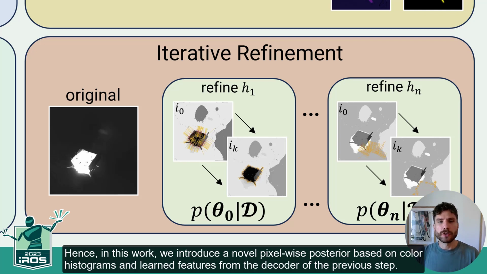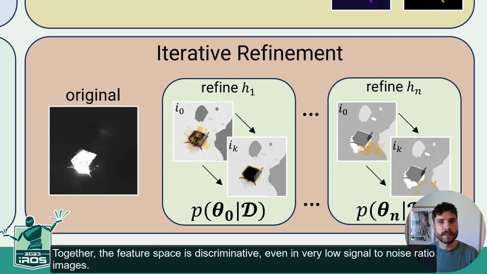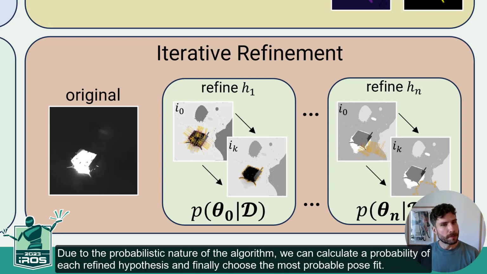Hence, in this work we introduce a novel pixel-wise posterior based on color histograms and learned features from the decoder of the previous step. Together, the feature space is discriminative even in very low signal-to-noise ratio images. Due to the probabilistic nature of the algorithm, we can calculate a probability of each refined hypothesis and finally choose the most probable pose fit.